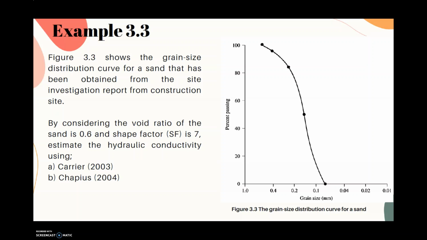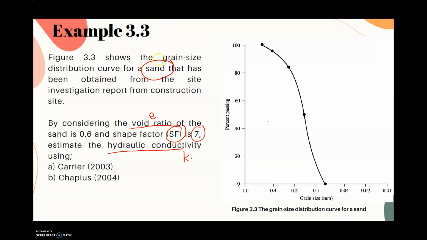Okay, as you can see here, the question mentions that the figure shows the grain size distribution curve for a sand that has been obtained from the site investigation report from a construction site. By considering the void ratio, e, which is 0.6, and the shape factor SF is 7, you need to determine the hydraulic conductivity, K.